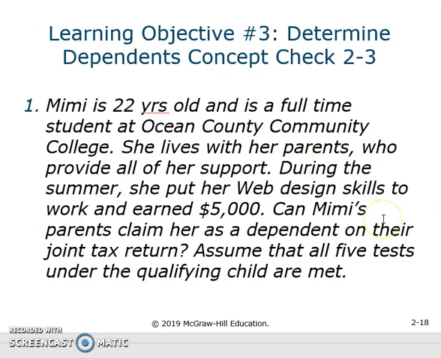So let's take a look at an example. We have Mimi. She's 22 years old, and she's a full-time student at Ocean County Community College. She lives with her parents who provide all of her support. During the summer, she put her web skills to work and earned $5,000. Can Mimi's parents claim her as a dependent on their joint tax return? And we are assuming that all 5 tests under the qualifying child are met. So the answer to that question would be yes, they would be able to claim her because she has met all of the requirements.